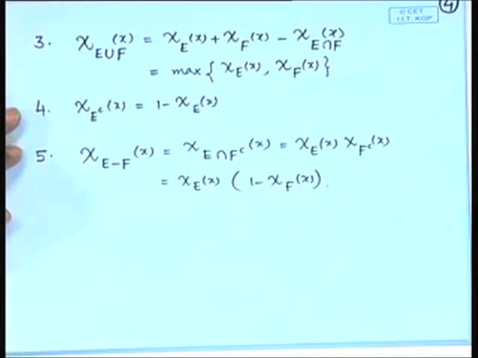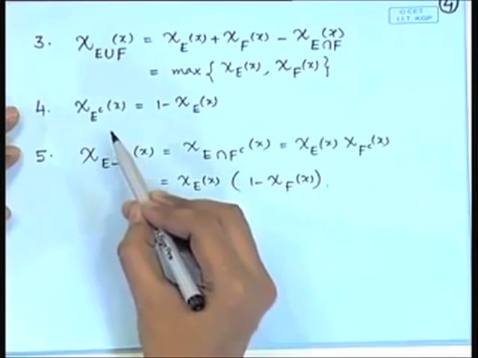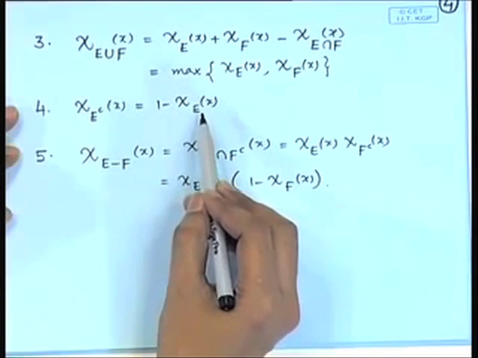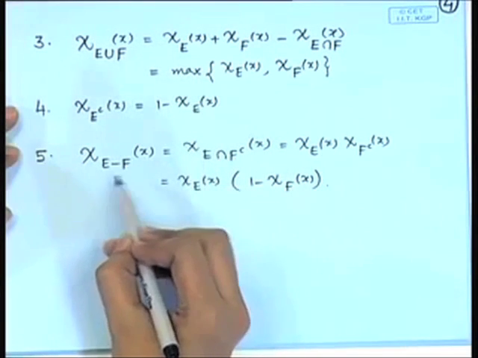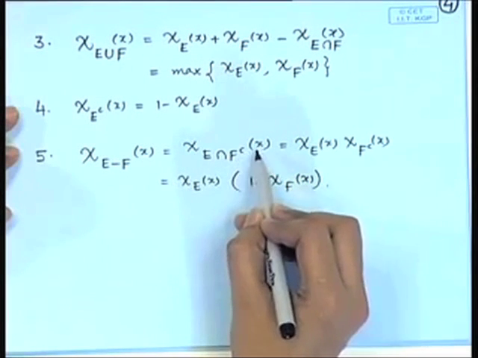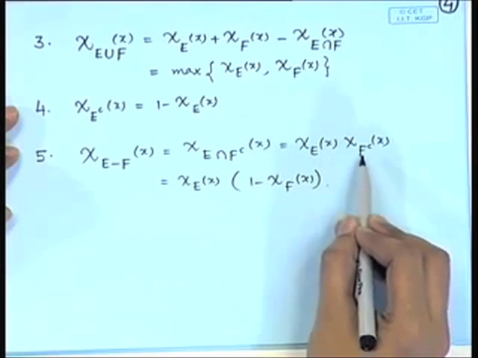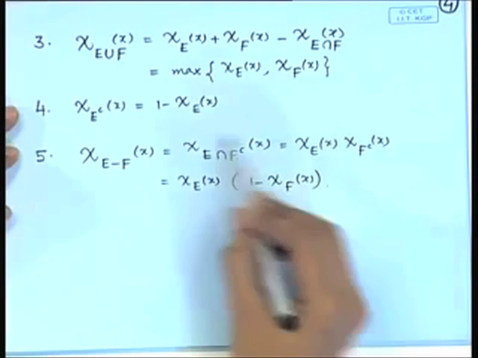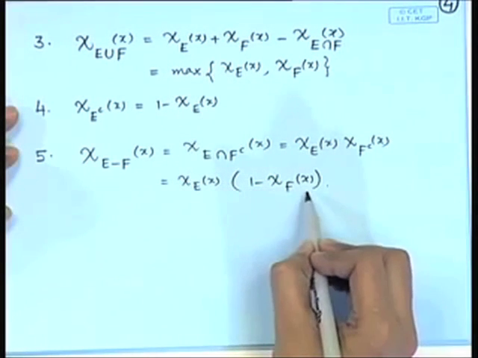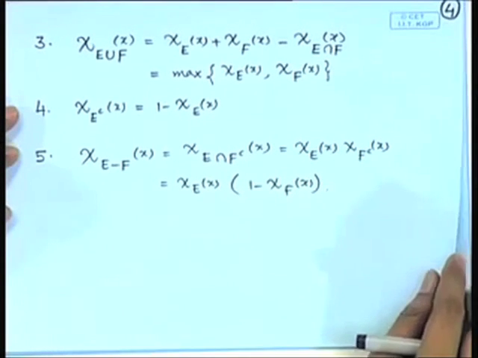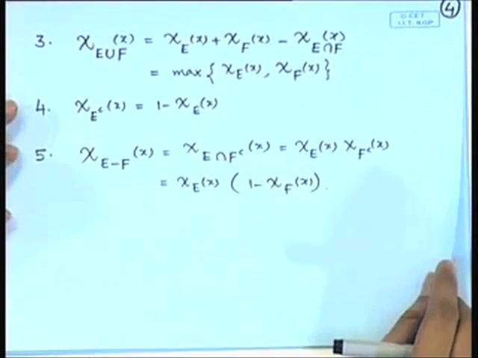The other properties of the chi function, for example: chi of E complement is equal to 1 minus chi E. Chi of E minus F is equal to chi of E intersection F complement at x, which is chi E times chi of F complement from property 2, and chi of F complement from the above property is equal to 1 minus chi F x. So these are some of the useful relationships for the indicator function.